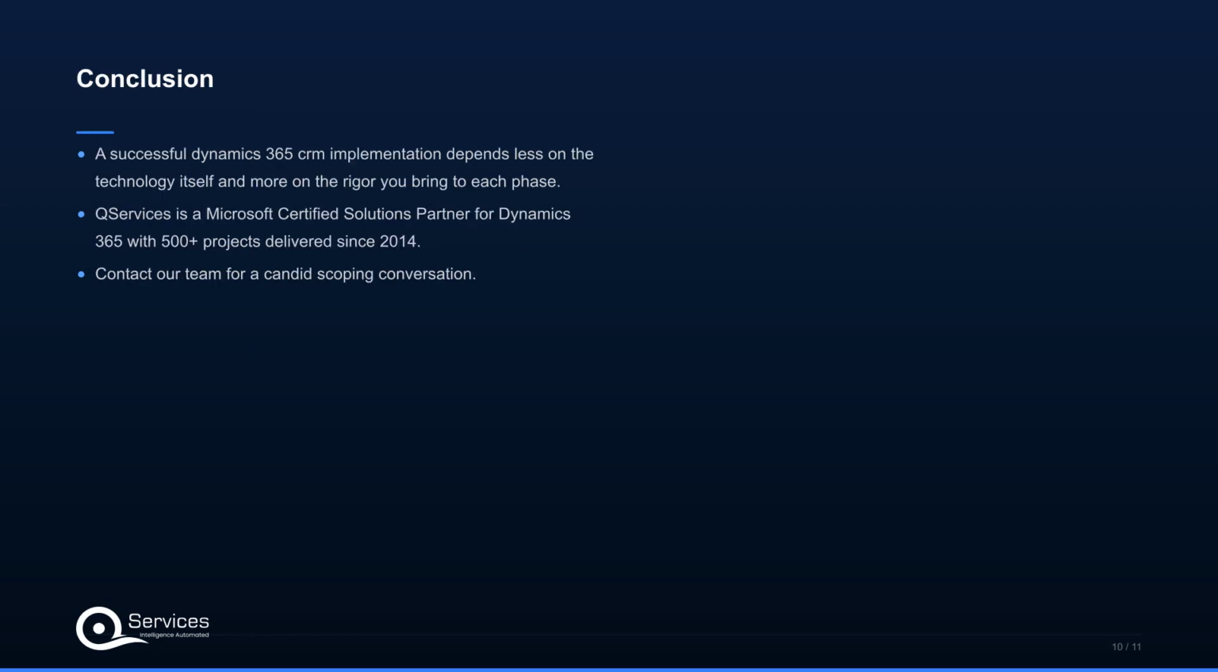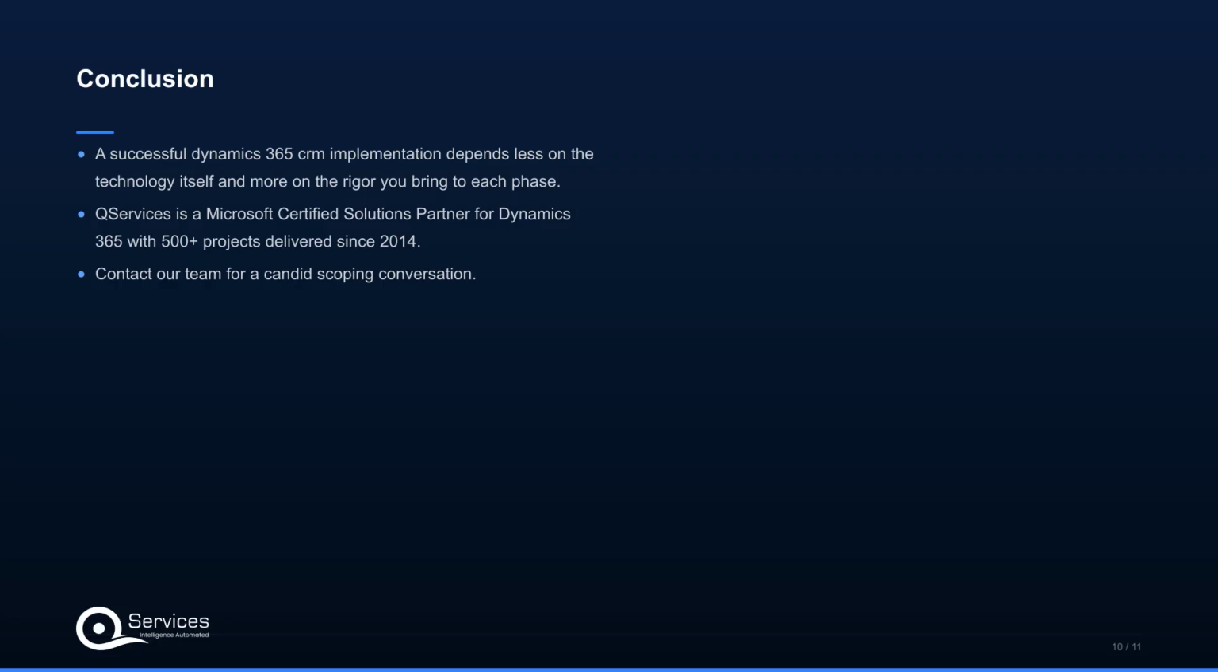Now, moving on to the conclusion. A successful Dynamics 365 CRM implementation depends less on the technology itself and more on the rigor you bring to each phase. Discovery that skips key stakeholders, customization that ignores upgrade risk, and go-live without a hypercare plan all produce the same outcome: a project that technically launches but fails to deliver the adoption and ROI the business expected.